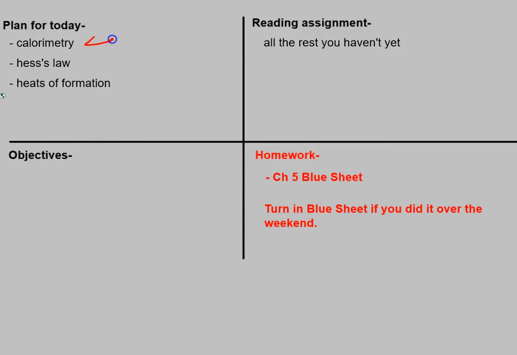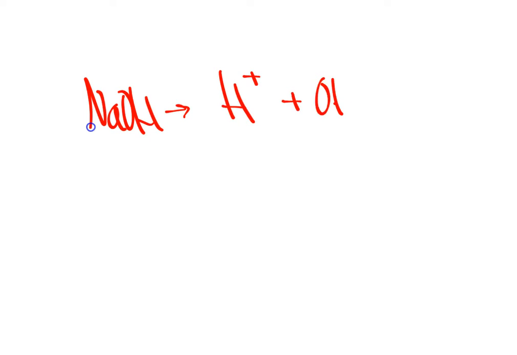Yesterday, or Friday, whatever, we did a lab on calorimetry. Did we talk much about it at the end? No. Okay, let's talk about it real fast. In that lab, we took NaOH and dissolved it in water to produce Na plus and OH minus. When we did that, the temperature went up or down? It goes up, right? Yeah, it got warmer.